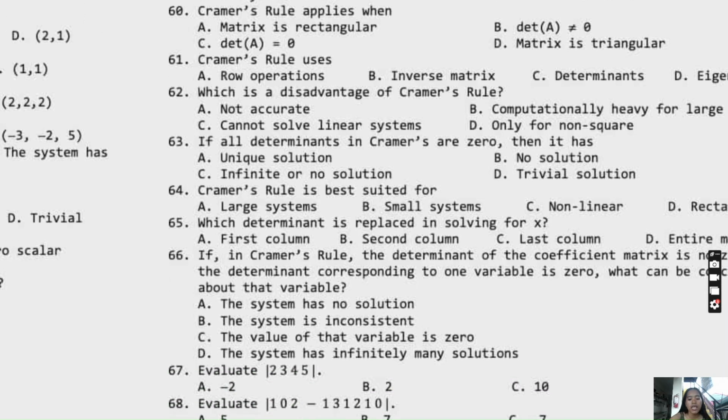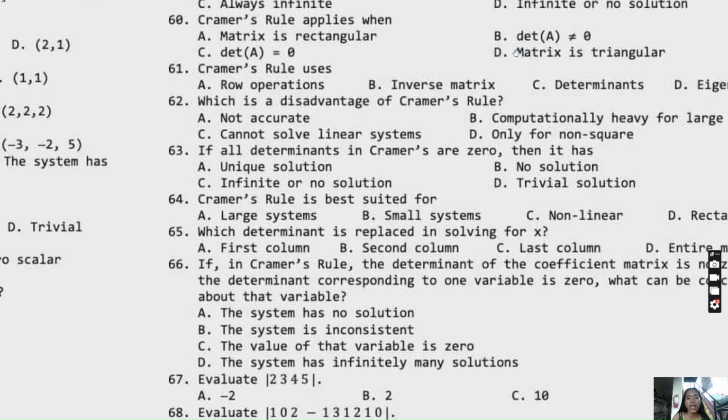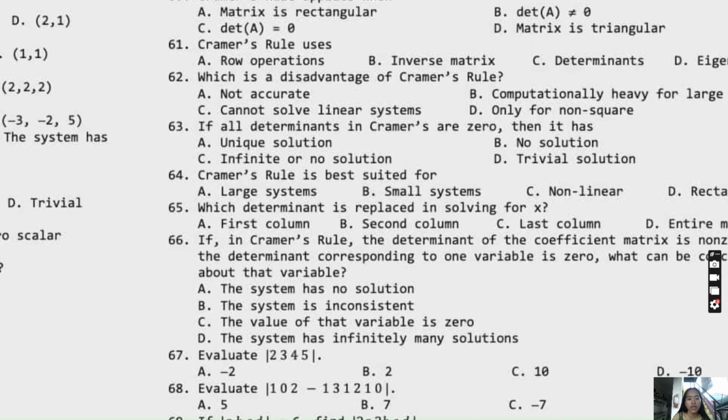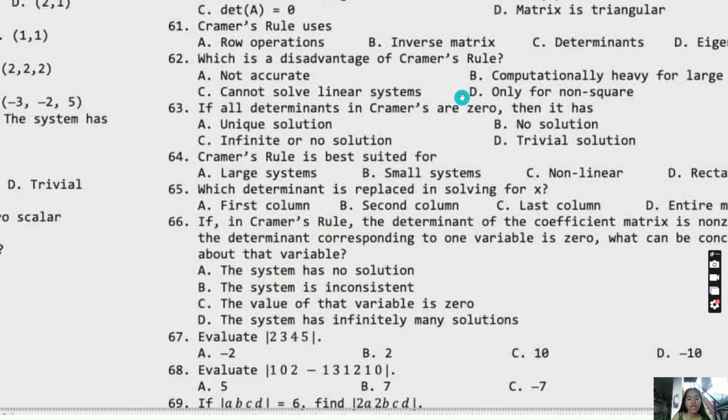In number 60, the question is Cramer's rule applies when, letter B, the determinant is not equal to 0. As you can see, Cramer's rule and the inverse method are usually alike. You cannot apply these two methods if the determinant is equal to 0, but you can apply them if the determinant is not equal to 0. So number 61, we're almost done.